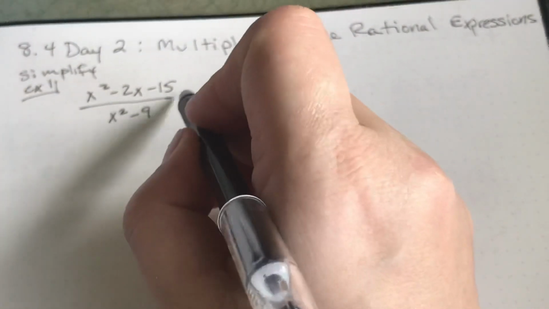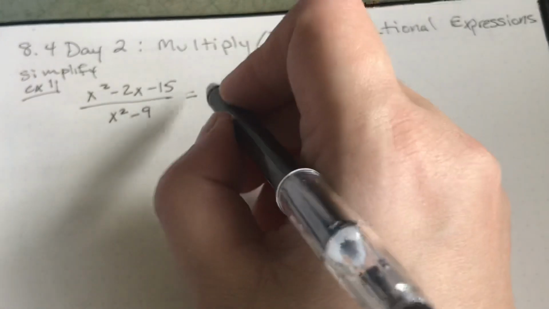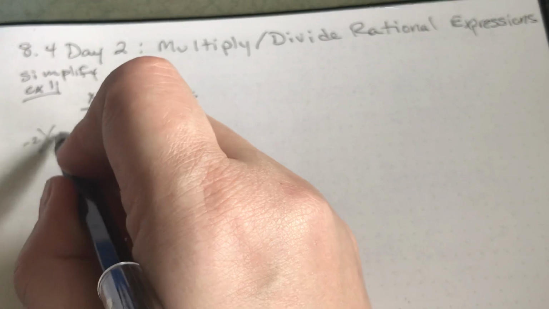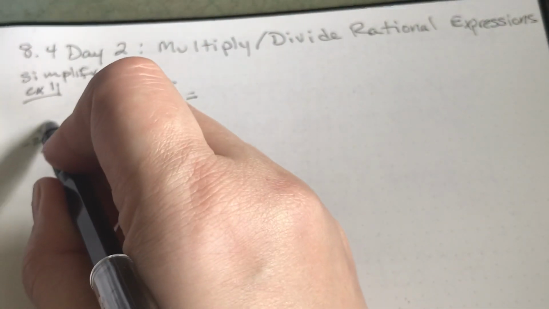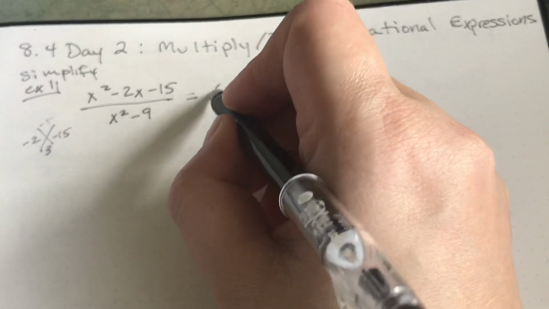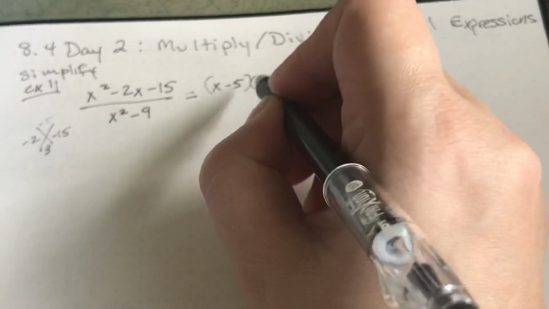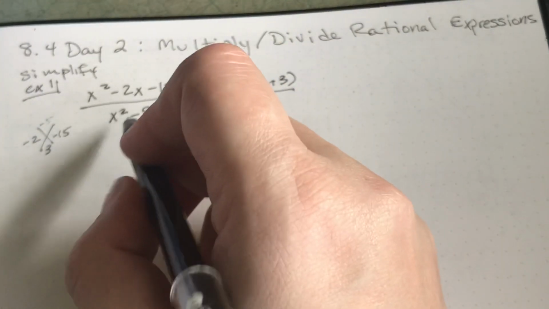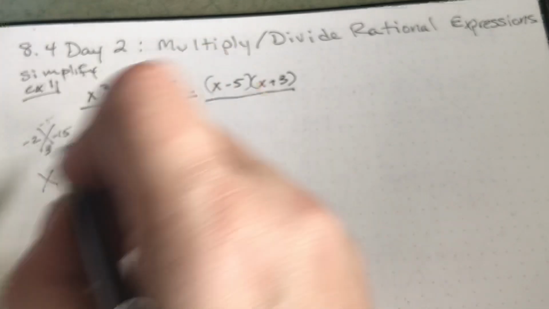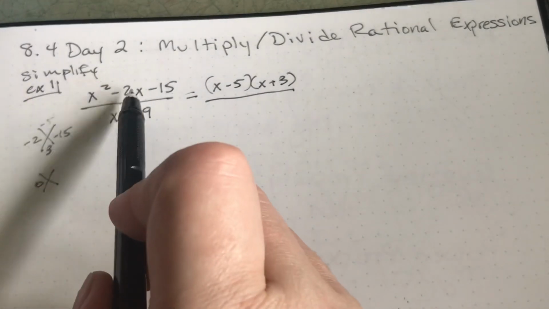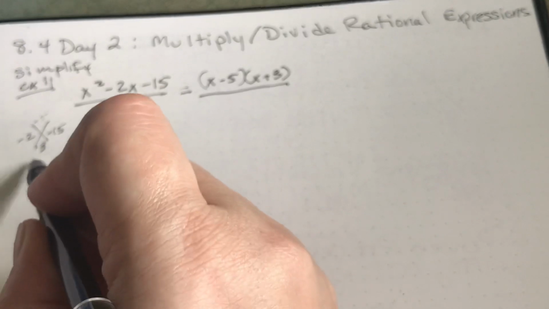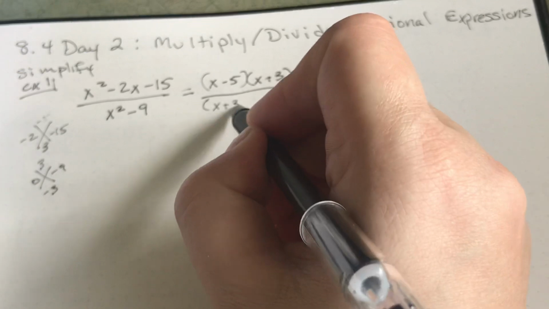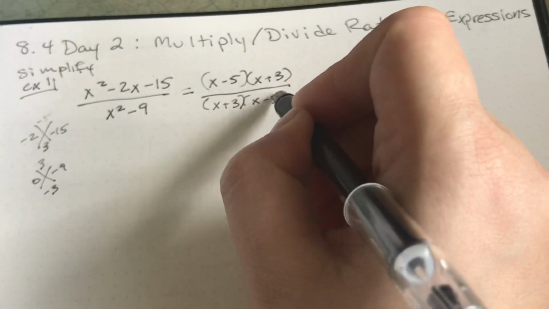So instead what I'm going to do is I'm going to factor the top. So thinking about my diamond, this is -2, this is -15, this is going to be -5 and +3. So x minus 5 and x plus 3. And then in the denominator, this is a difference of perfect squares. So remember that means the middle term would be 0, -9, so this is +3 and -3, which gets me x plus 3 and x minus 3.